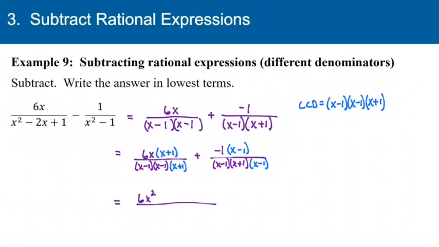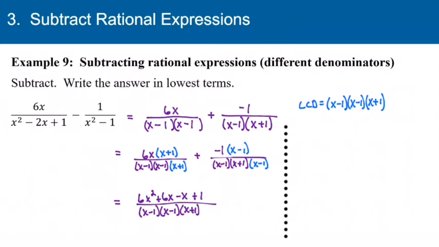6x times 1 is 6x. And now distributing this minus 1, negative 1 times x is minus x. Negative 1 times negative 1 is positive 1. And the denominator is those same 3 factors. And let's combine our like terms.